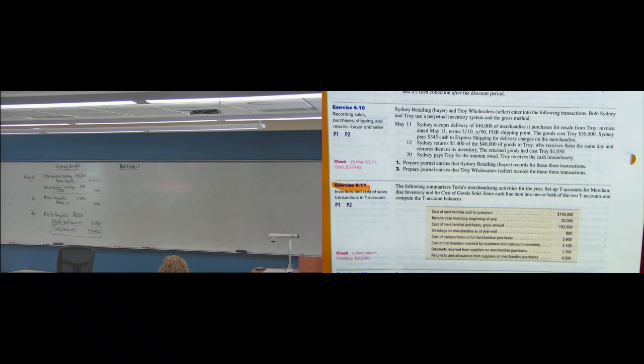You guys can work together doing the journal entries for the seller. So you've got to flip your paper over now. Match them up.